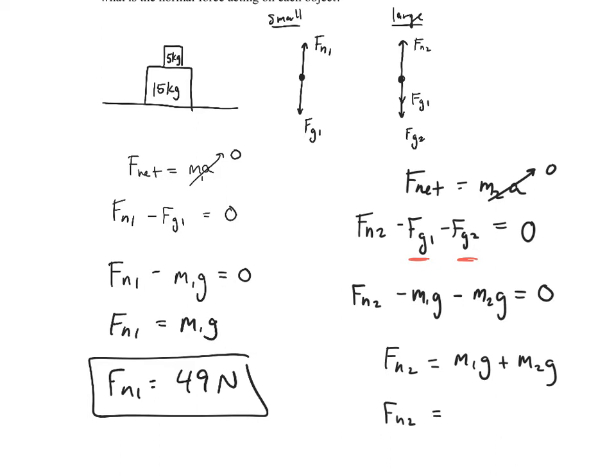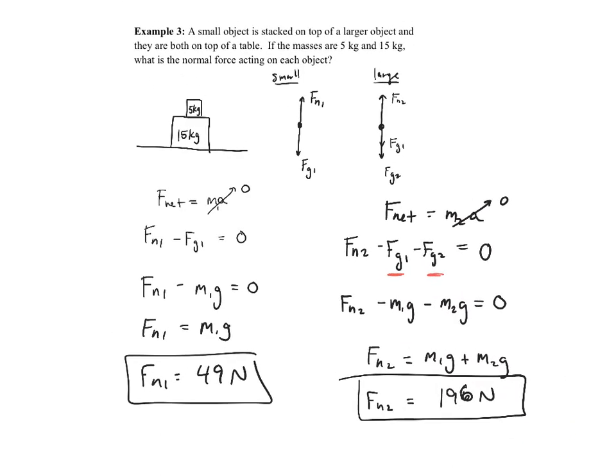So this number will clearly be greater. m1g we know is already 49. And then if we add m2g, we get 49 and 147, totaling 196. And that's logical that that answer was greater. We saw that this value would be greater than this value because it supports multiple objects. General questions or specific questions on this example I'm talking about?